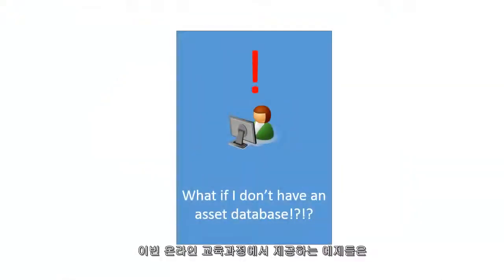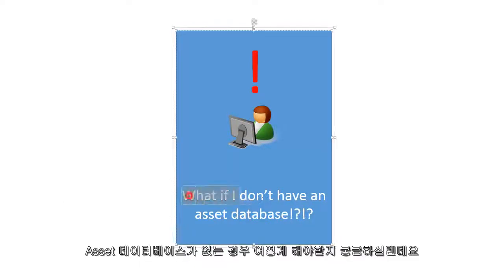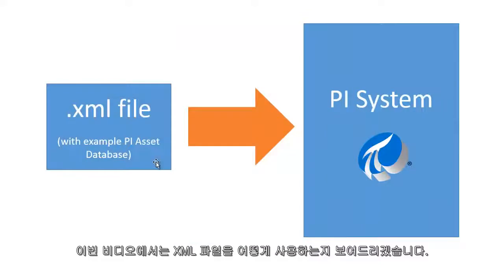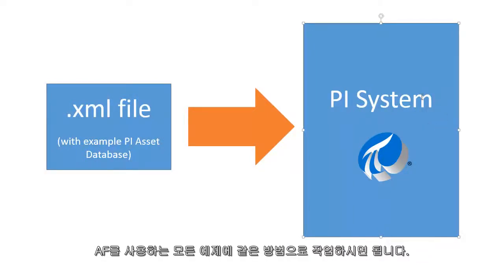A number of the exercises in this online course use asset-based PI system references. And you might be asking, well, what if I don't have an asset database? Well, never fear, we actually have an answer for you. So in this short video, I'm going to show you how to take an XML file that we provide and how to import it into the PI system really easily so that you can use all the same examples within AF that we're using.